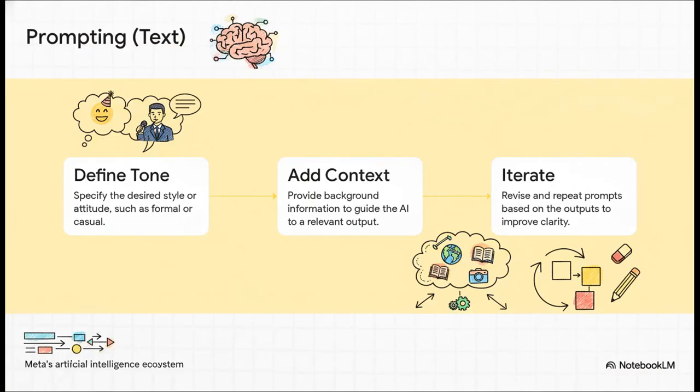For text, a great prompt really boils down to three simple steps. First, you've got to define the tone. Are you looking for a formal report or a casual blog post? Tell it. Second, add context. Give the AI the background info it needs. A weak prompt is just "write about marketing." A strong prompt is something like "write 3 bullet points on digital marketing strategies for a small neighborhood coffee shop." And third, and this is so important, iterate. Your first try is almost never perfect, so you have to revise, refine, and tweak it to get closer to what you really want.